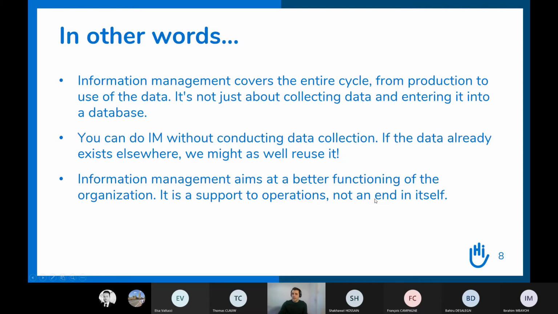And the last point is also key. Information management, it says that it aims at a better functioning of the organization. So really, information management is here to support the operations, to support the functioning of the organization, but obviously it's not an end in itself. So you are not just going to go on the field and collect data because you think it's cool. You are going to collect and analyze your data because it's going to help you take decisions. It's going to help you manage your project and your organization.